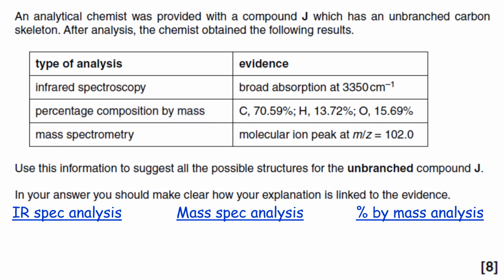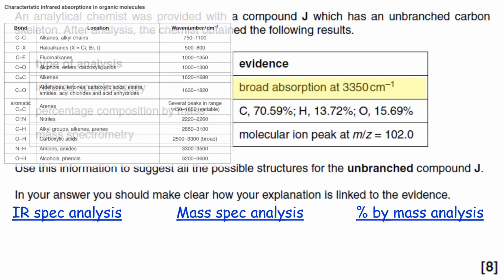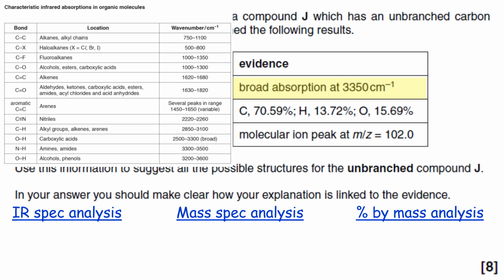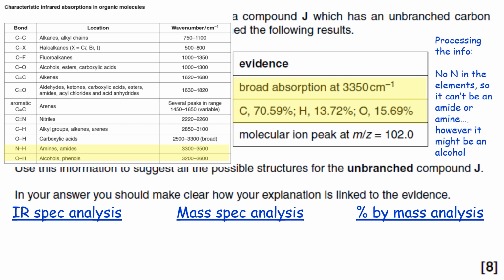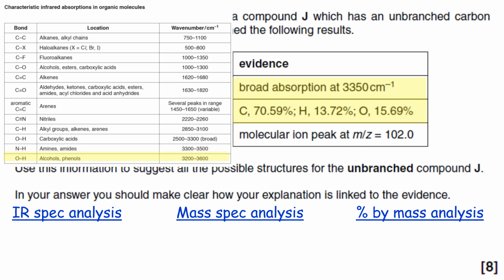So let's look at the infrared information first. It says there's a broad absorption at 3350 centimeters to the -1. So a quick check of the data sheet reveals 2 possible candidates, either an NH bond or an OH bond. But if we look at the elements, you can see there's no nitrogen present, so therefore it's probably not going to be an amine or an amide. So that leaves us with an alcohol as a possible candidate here.